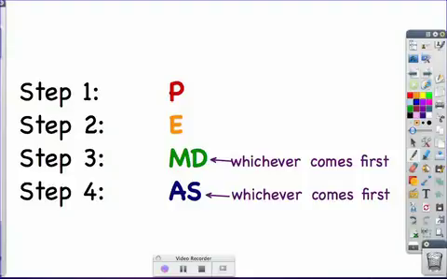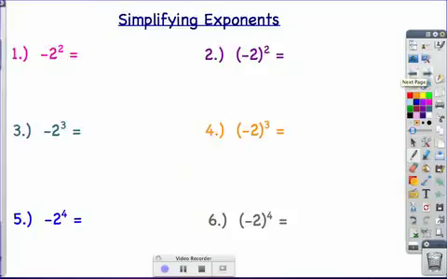Step 4, addition and/or subtraction. Again, whichever comes first from left to right is the one that you need to do first when simplifying your algebraic expression. Try these questions, so pause and resume when you're ready.